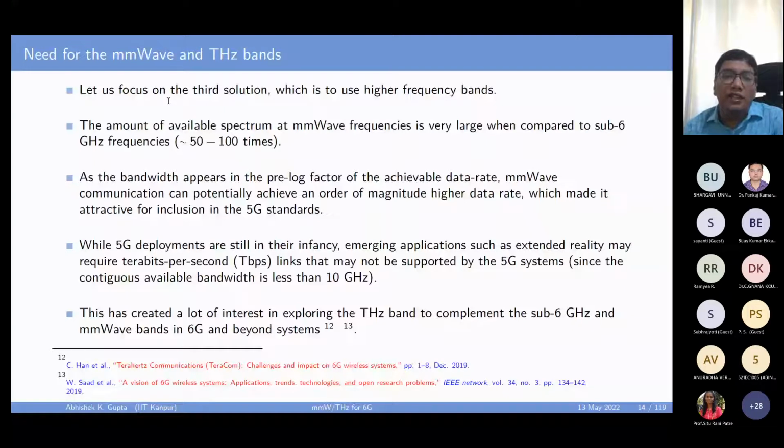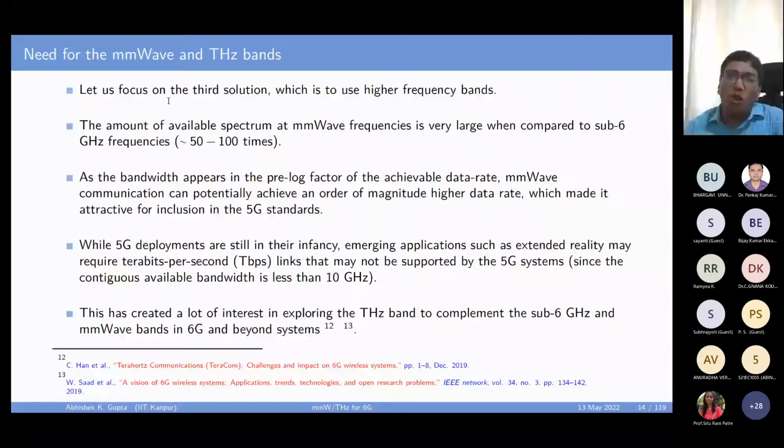And again, if we can go above, to the terahertz bands, then we can expect even more bandwidth. Here you can expect around 10 gigahertz or even more bandwidth in these bands. And if things work out, and the rest of the problems are taken care of, you can expect around terabits per second in these bands.